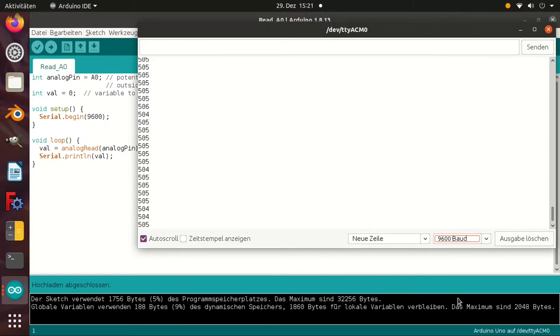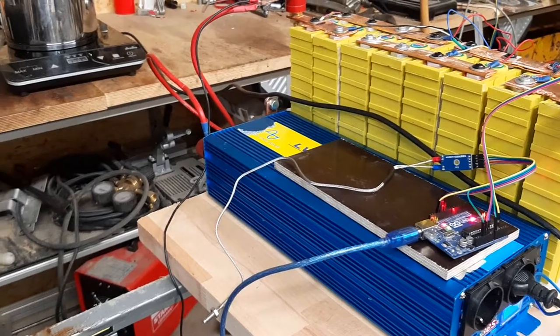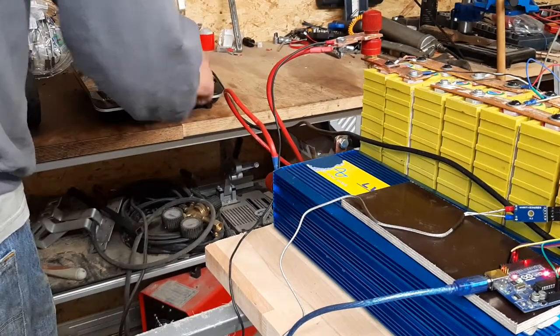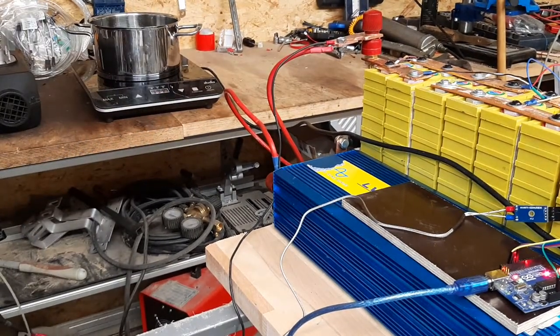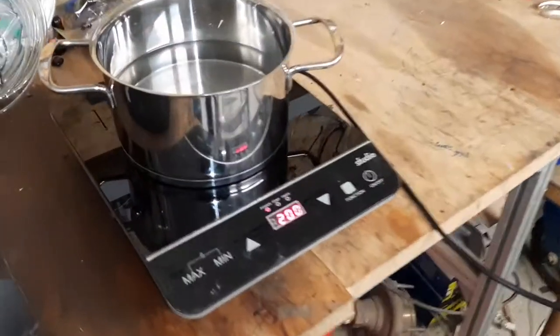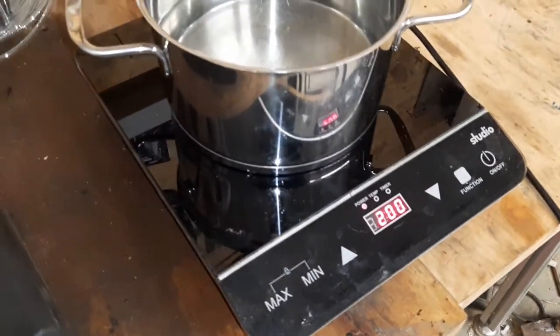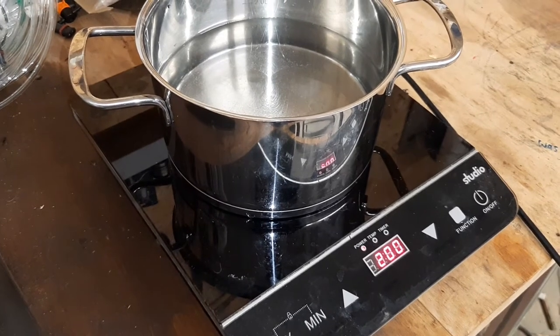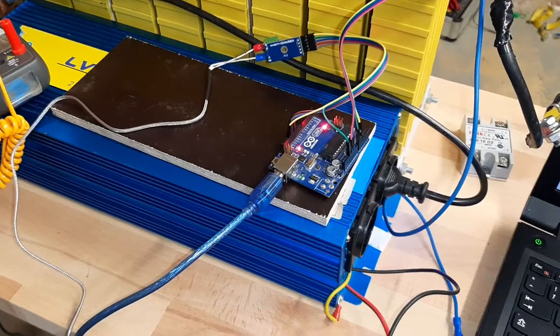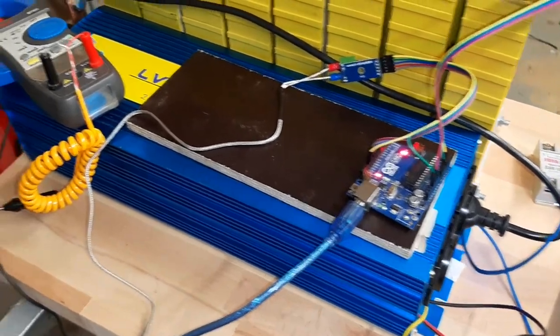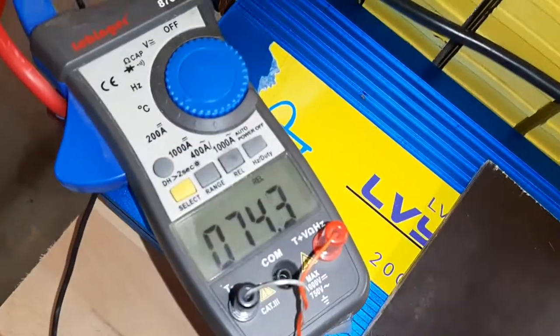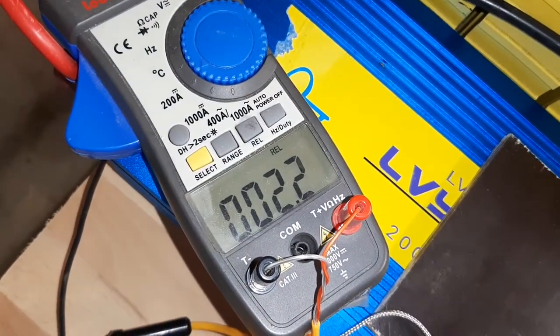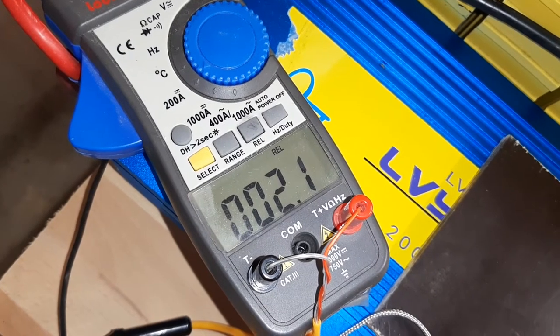Okay, and now let's see what happens when I turn on the stove. The heater is now running on 200 watts, which apparently it cannot do without pulsing. Here we see the power draw, 2.2 in standby.